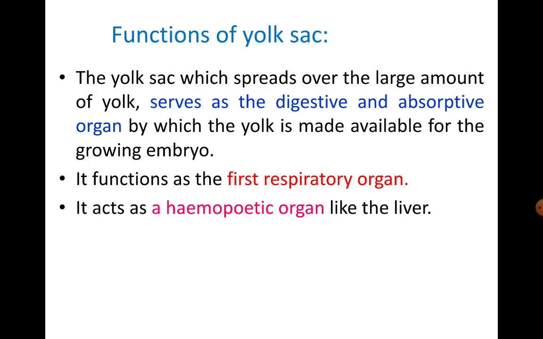But out of this, for 1 mark, if you are asked to write the function of the yolk sac, the major function is digestive and absorptive. It acts as a digestive and absorptive organ. So you should write that the main function of the yolk sac is either nourishing the developing embryo, or that it serves as a digestive and absorptive organ. This should be your answer. In addition to this, it also acts as a respiratory organ initially, and it also acts as a hemopoietic organ. This is with respect to the yolk sac. I hope you are all clear with this.